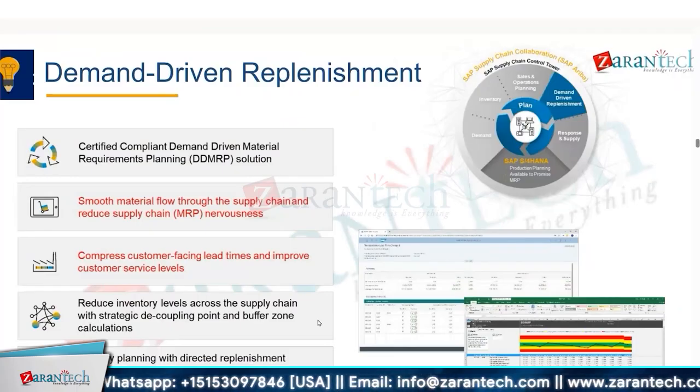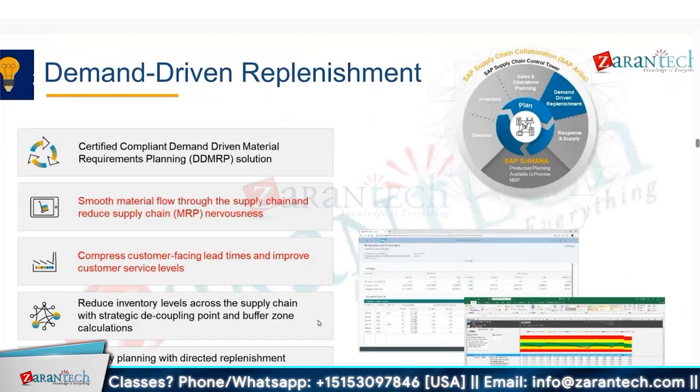Okay, so demand-driven replenishment, DDMRP. So basically, this helps in the smooth flow of material throughout the supply chain, and reduces the gaps, the nervousness within the demand versus supply gaps. So for demand-driven MRP, normally the lead times are better and always improved because the supply cycle immediately starts as soon as the customer's real order is punched in the system.